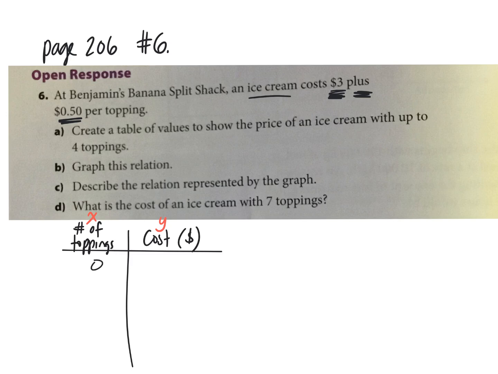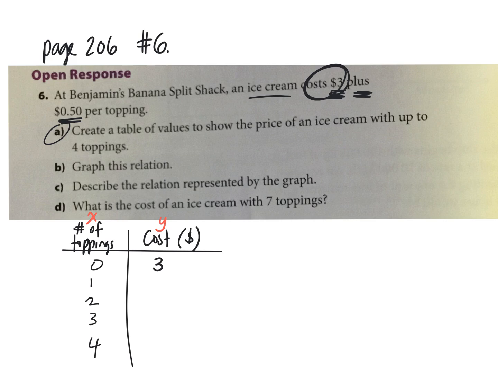If I get 0 toppings, let's go up to 1, 2, 3. It says up to 4 toppings for question A. If I don't get any toppings, is my ice cream free? Is it $0? I still have to pay $3 for the ice cream. So just by that right there, is this going to be direct or partial?